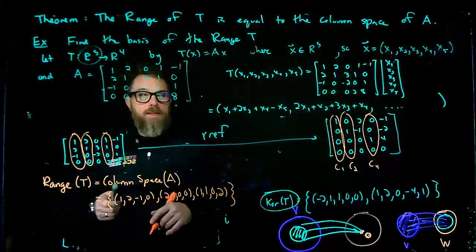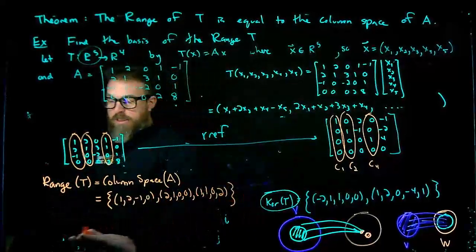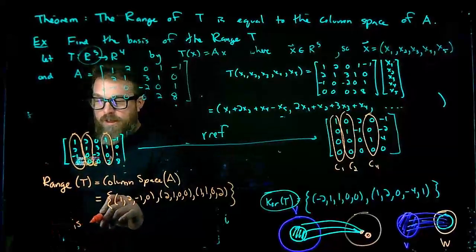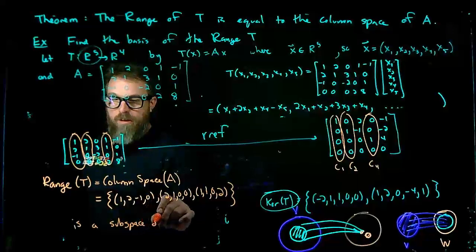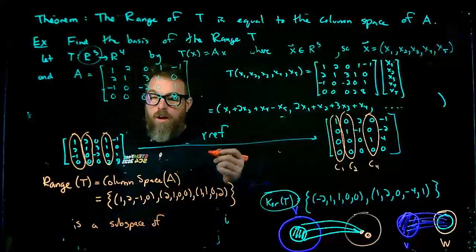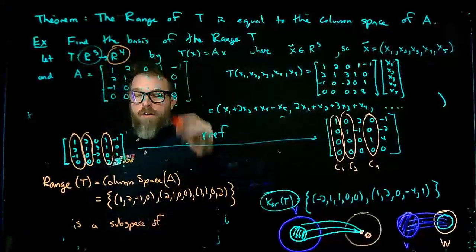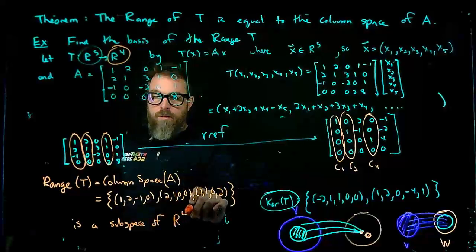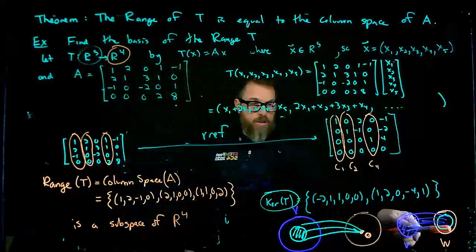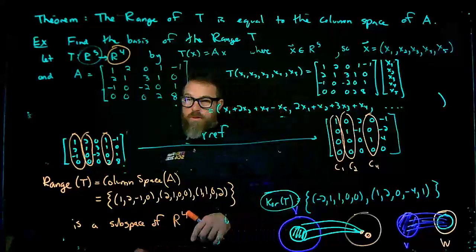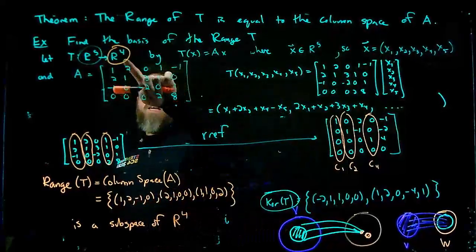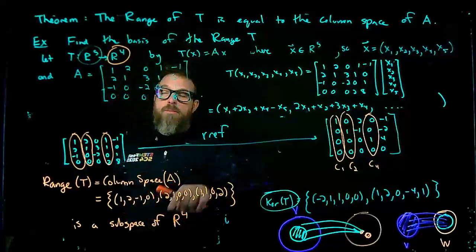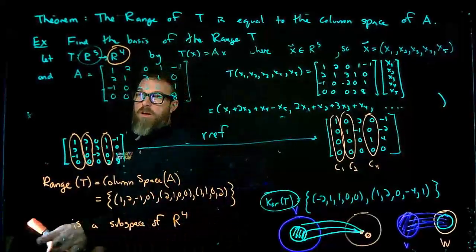Now remember that the column space is a subspace of R4, of the codomain. So it's going to be the subspace of the outputs. And we can see that these are R4 vectors. It's not all of R4. This is a three-dimensional subspace of R4.